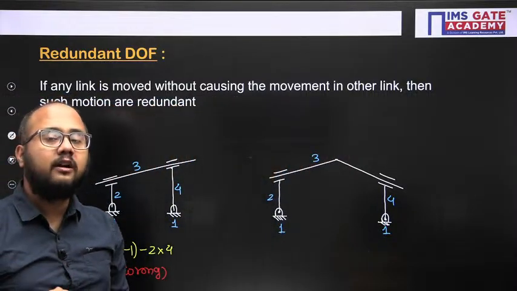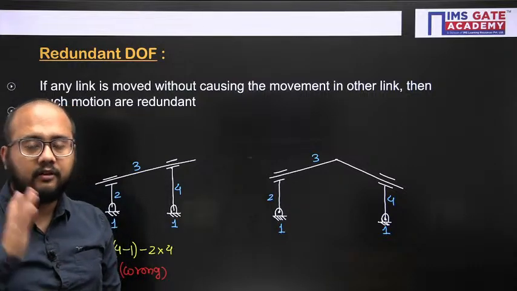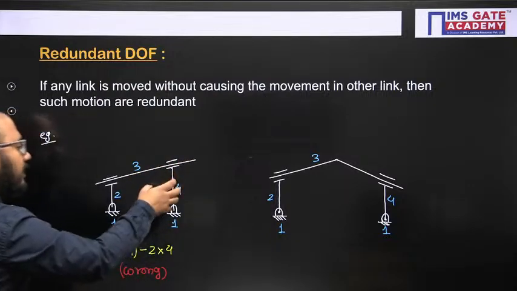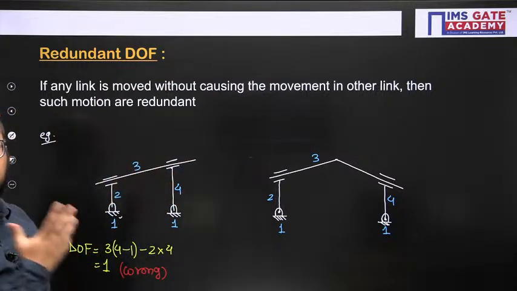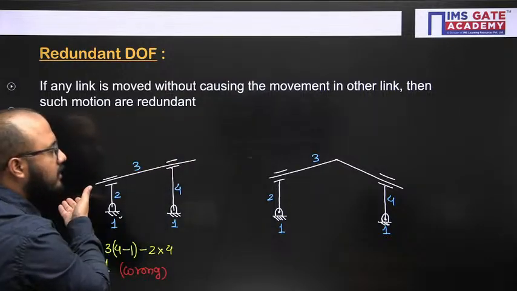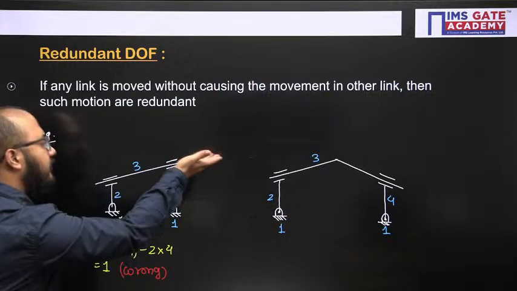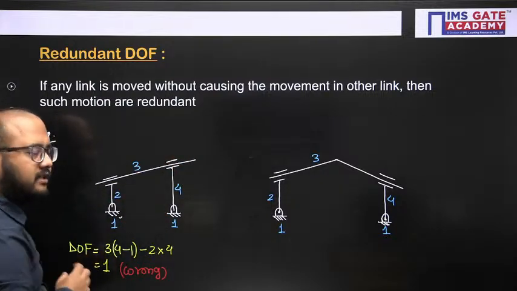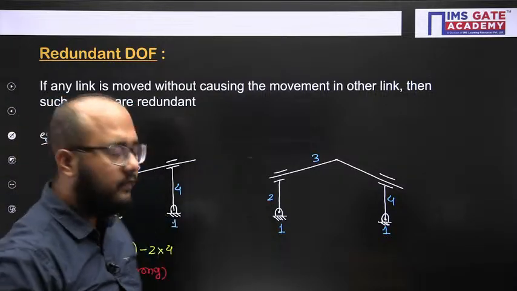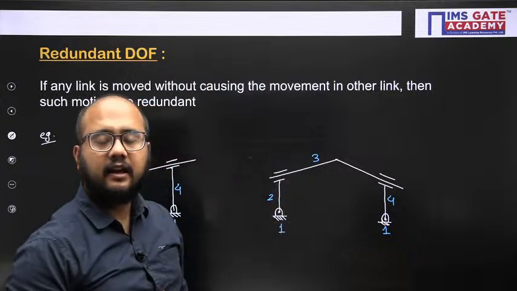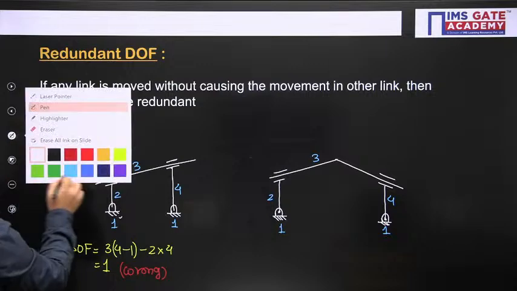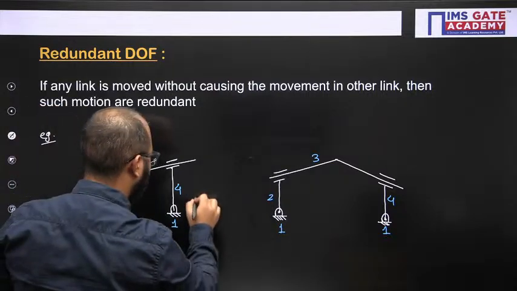Then how can it be called a redundant degree of freedom? Never. In the earlier case, if I provide motion to 3, other parts will not get affected because of the orientation. Link 3 has been placed in such a way that if I provide a motion to link 3, it will come outside without affecting other parts of the mechanism. That's why it is having a redundant degree of freedom. But in this case, we can't say link 3 is having redundant degree of freedom.